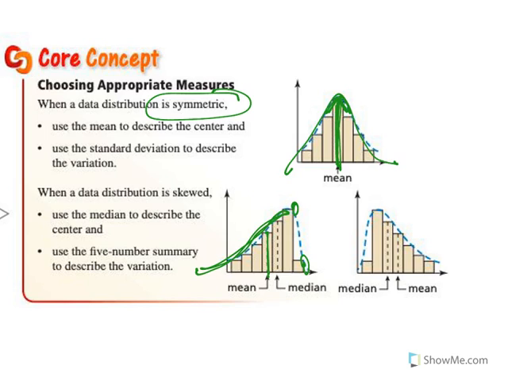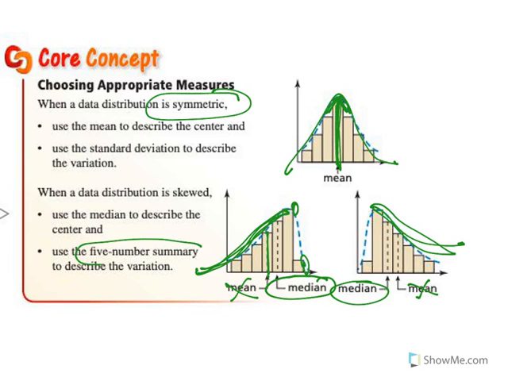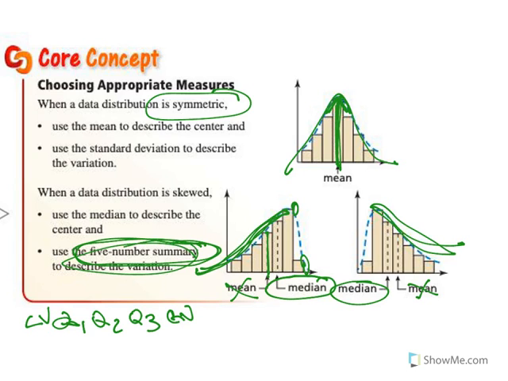If you're skewed left or right, you don't want to use the mean. You want to use the median to talk about where the center of your information is, and you want to use the 5-number summary. Remember that 5-number summary? That's Q1, Q2, Q3, greatest value, least value. Remember that from last week or the week before, whenever that was. That's your 5-number summary.